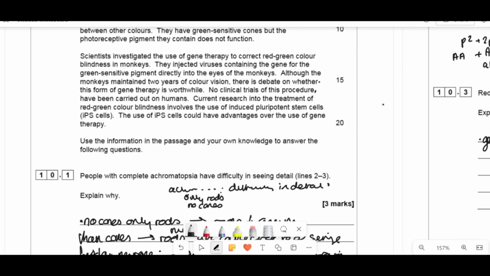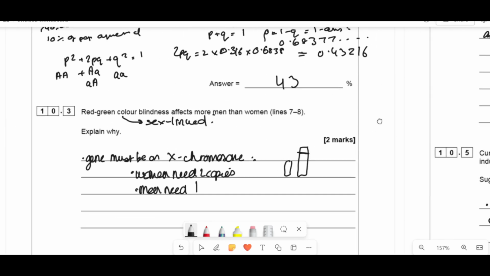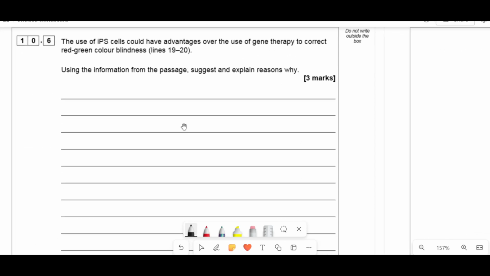So the question told us, again, always work with what the question told you. They've done it in monkeys, and they maintained it for 2 years. There are no clinical trials of this in humans. We're looking at iPS stem cells, which may be beneficial, but nothing is mentioned about that too. So here then, it's saying suggest and explain why iPS cells could be better. So we need to say why iPS is better than vectors.